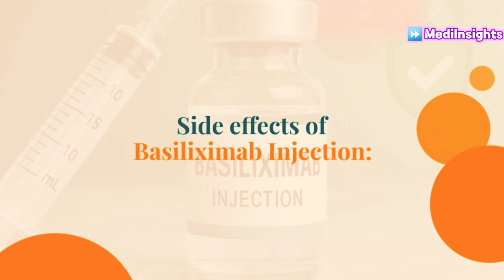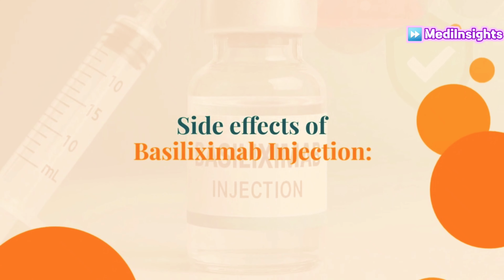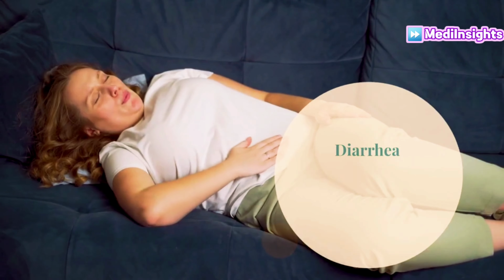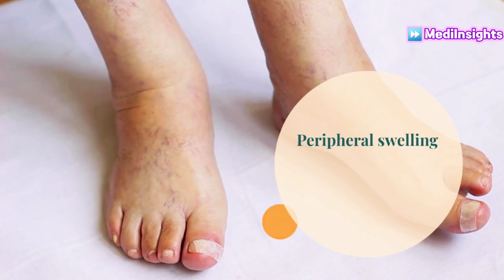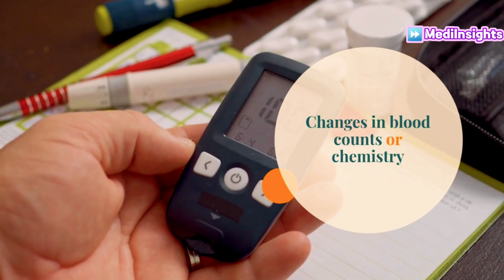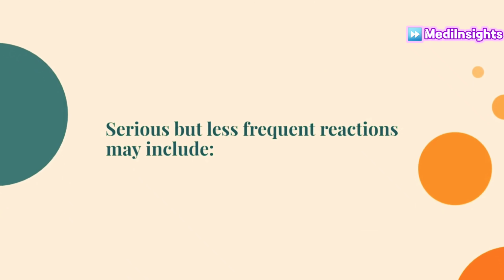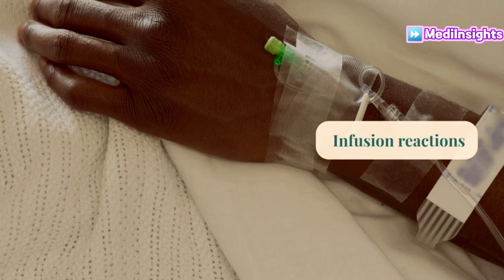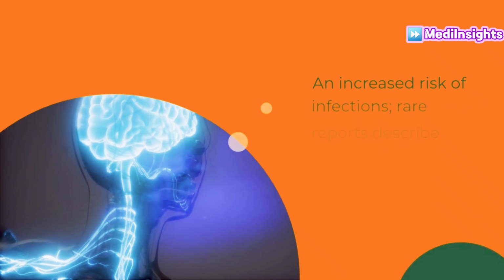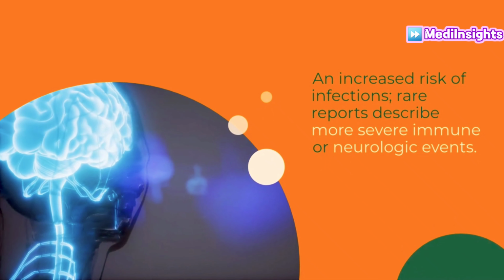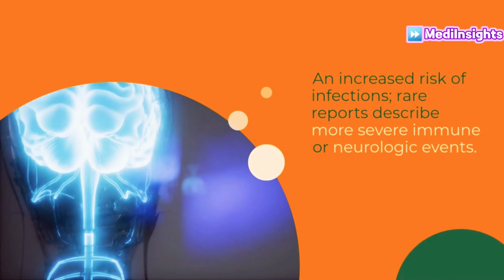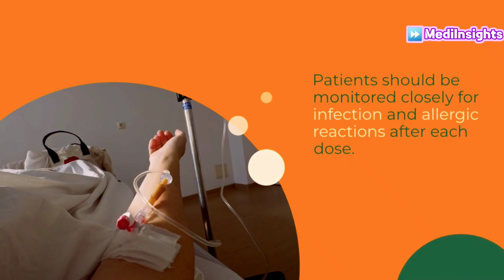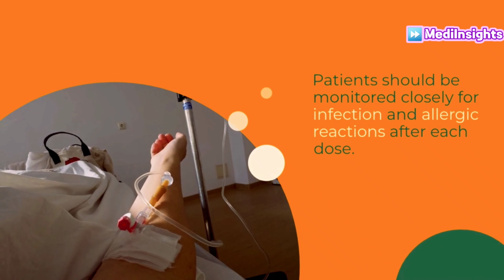Remember, while many tolerate it well, side effects can occur. Common adverse effects include fever, nausea, diarrhea, headache, peripheral swelling, and changes in blood counts or chemistry. Serious but less frequent reactions may include severe hypersensitivity or anaphylaxis, infusion reactions, and an increased risk of infections. Rare reports describe more severe immune or neurologic events. Patients should be monitored closely for infection and allergic reactions after each dose.